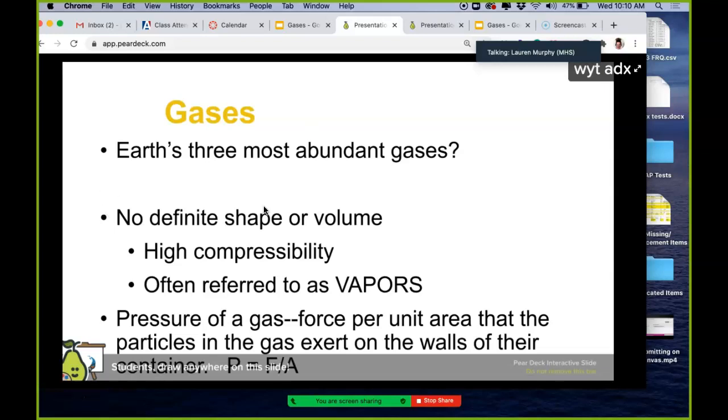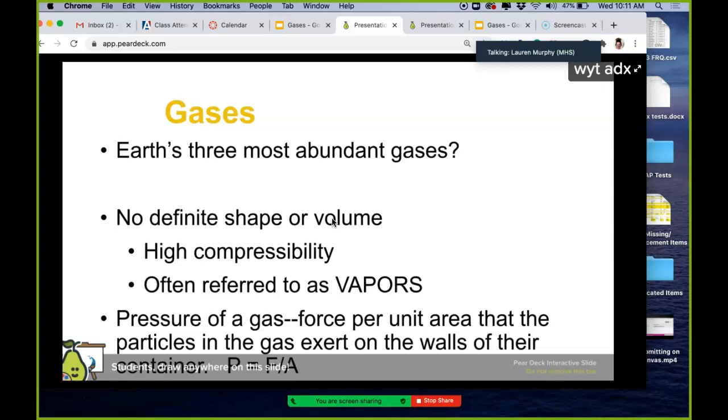All right, so gases have no definite shape or volume. They'll take up any container they can. They have high compressibility, which means they can be smashed into small spaces. And another word that scientists often use in place of the word gas is vapor. So vapor means gas. So from here on out, if you see the word vapor, it's going to mean the gas state.